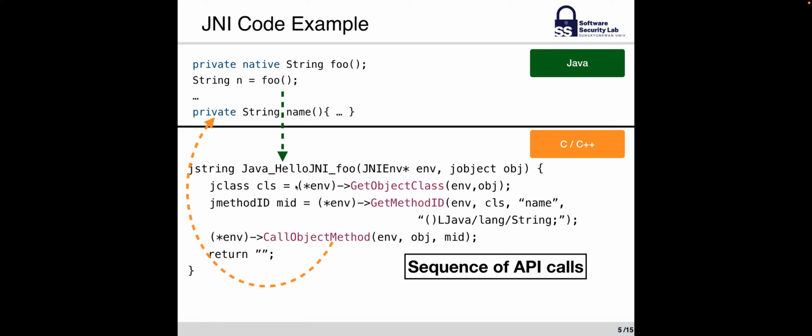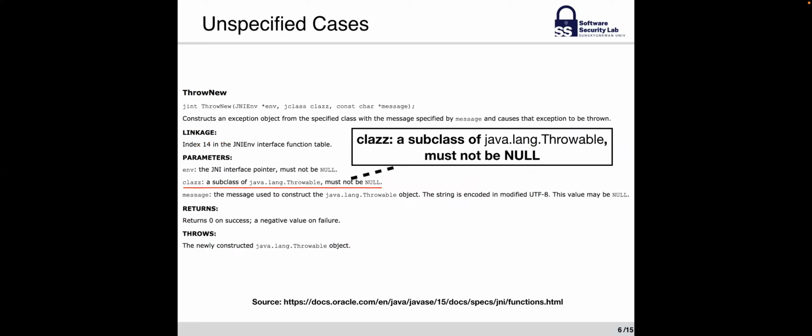And by using this method ID, by calling the CallObjectMethod function using this method ID here, you can call the Java method. So the red functions are all JNI functions. So to call this Java method, we made a sequence of JNI API calls here. So this is how native code in a JNI program looks like.